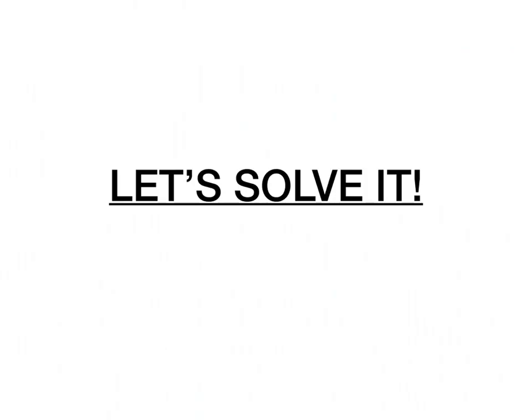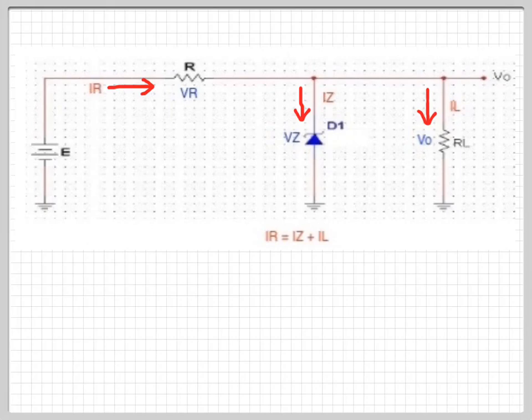Okay, let's go ahead and solve the thing. We want to solve for the value of resistor R. R is going to limit the current through the Zener to IZM so it doesn't overheat. And then we're going to calculate the minimum value of RL. What's the smallest value of RL in which case the Zener still continues to work?